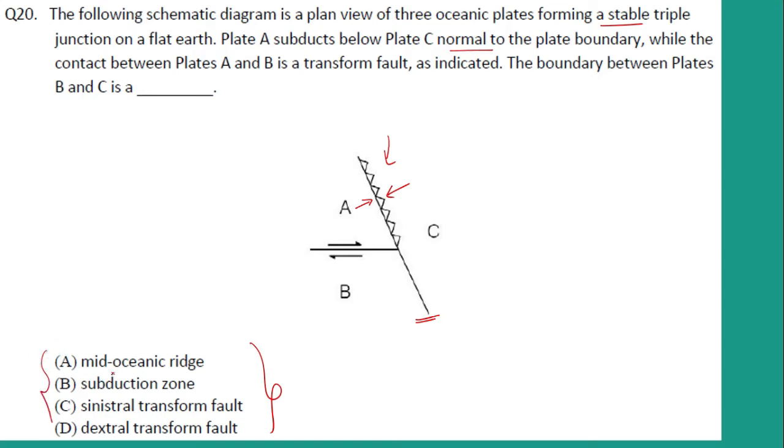So let's see whether it is a transform fault, dextral or sinistral, or a mid-oceanic ridge or subduction zone. The best method, which I have also discussed in the video I have made, is the formation of a triangle of velocity vectors of all these three plate margins, and if these velocity vectors intersect at one common point, then that triple junction is a stable triple junction.